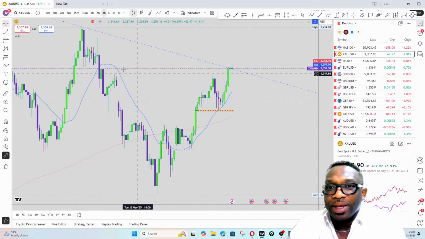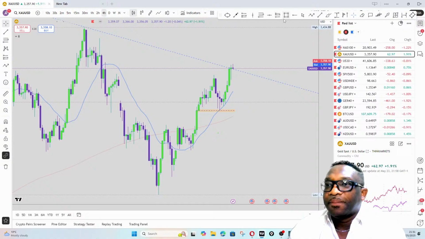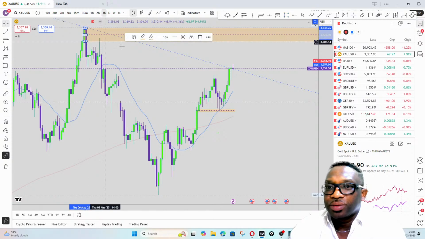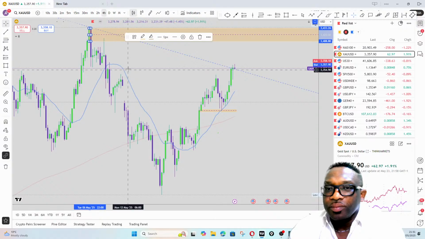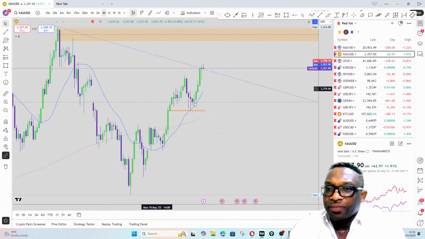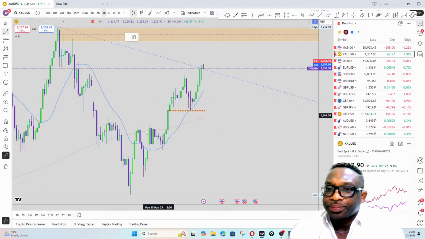So over here we have this supply zone here on the 4 hour chart. We have this supply zone. As we can see, there is a break of structure right here. There is a break of structure right here.